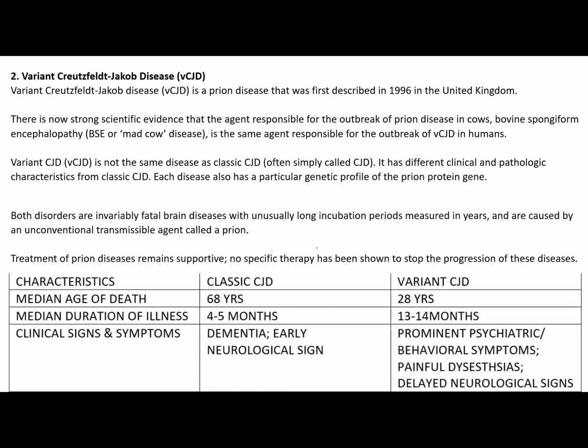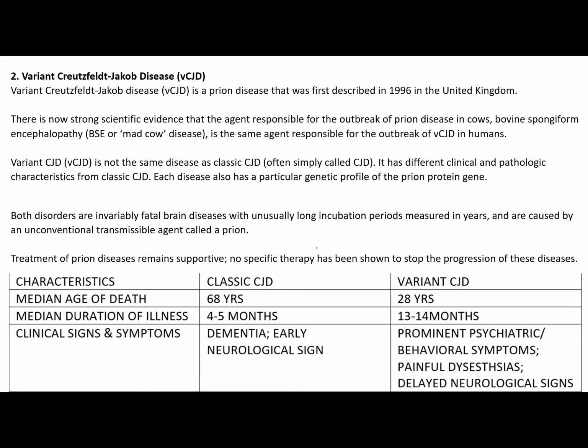So this is a prion disease that was first discovered in 1996 in the United Kingdom. Now, there's strong scientific evidence that the agent responsible for the outbreak of prion disease in cows, bovine spongiform encephalopathy or the mad cow disease, is the same agent responsible for the outbreak of vCJD. To simplify, class, yung statement na yan, sabi niya, is that your mad cow disease or your bovine spongiform encephalopathy and vCJD have the same cause, which are your prions.